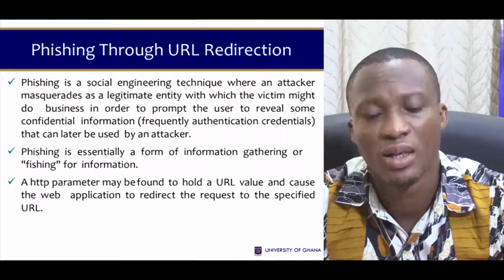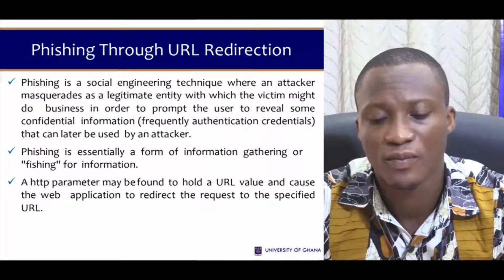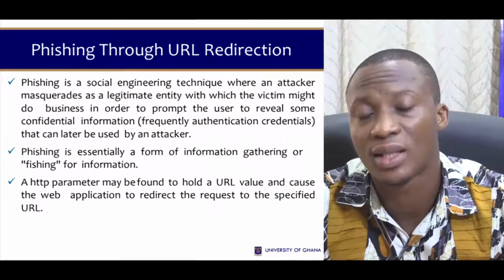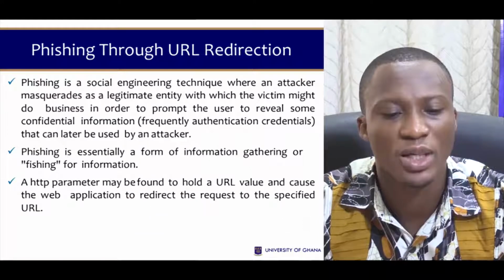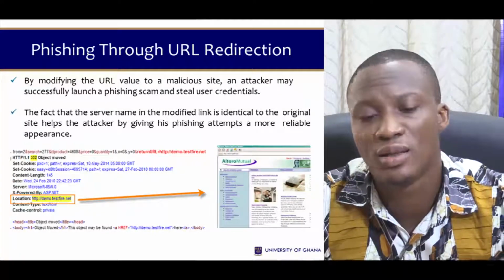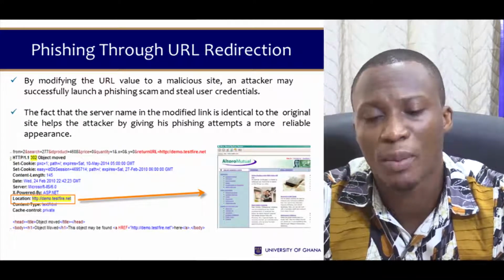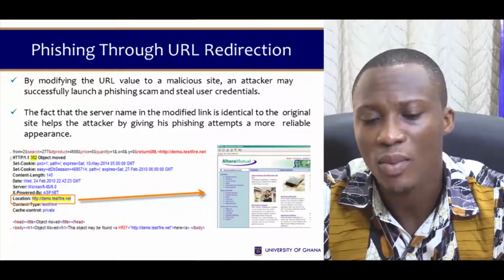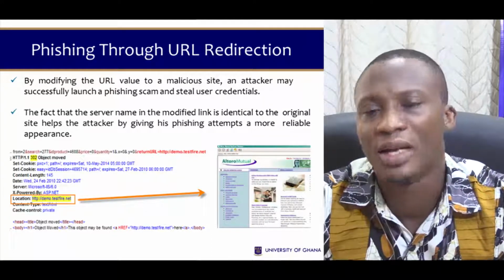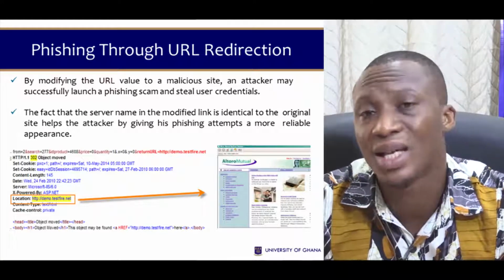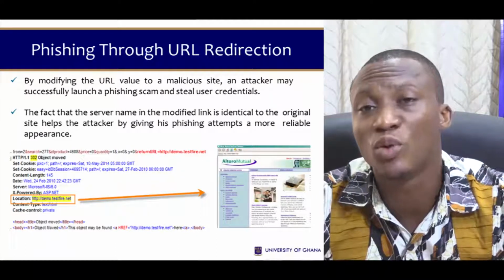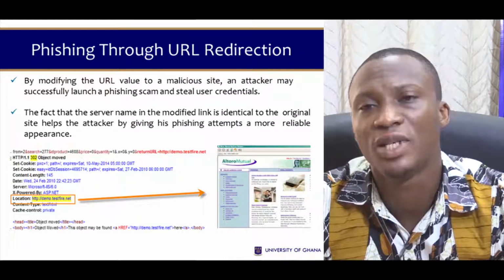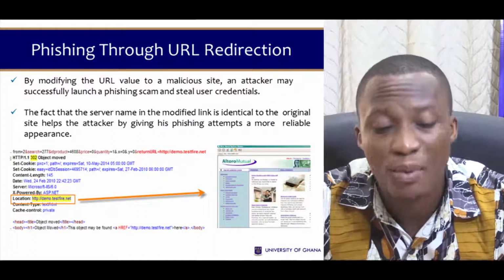A hypertext transfer protocol parameter may be found to hold a URL value and cause the web application to redirect the request to some specified location. By modifying this URL value to a malicious site, an attacker may successfully launch a phishing scam and steal user credentials. The fact that the modified server name looks like the original server name helps the attacker by giving the phishing attempt a more reliable appearance.